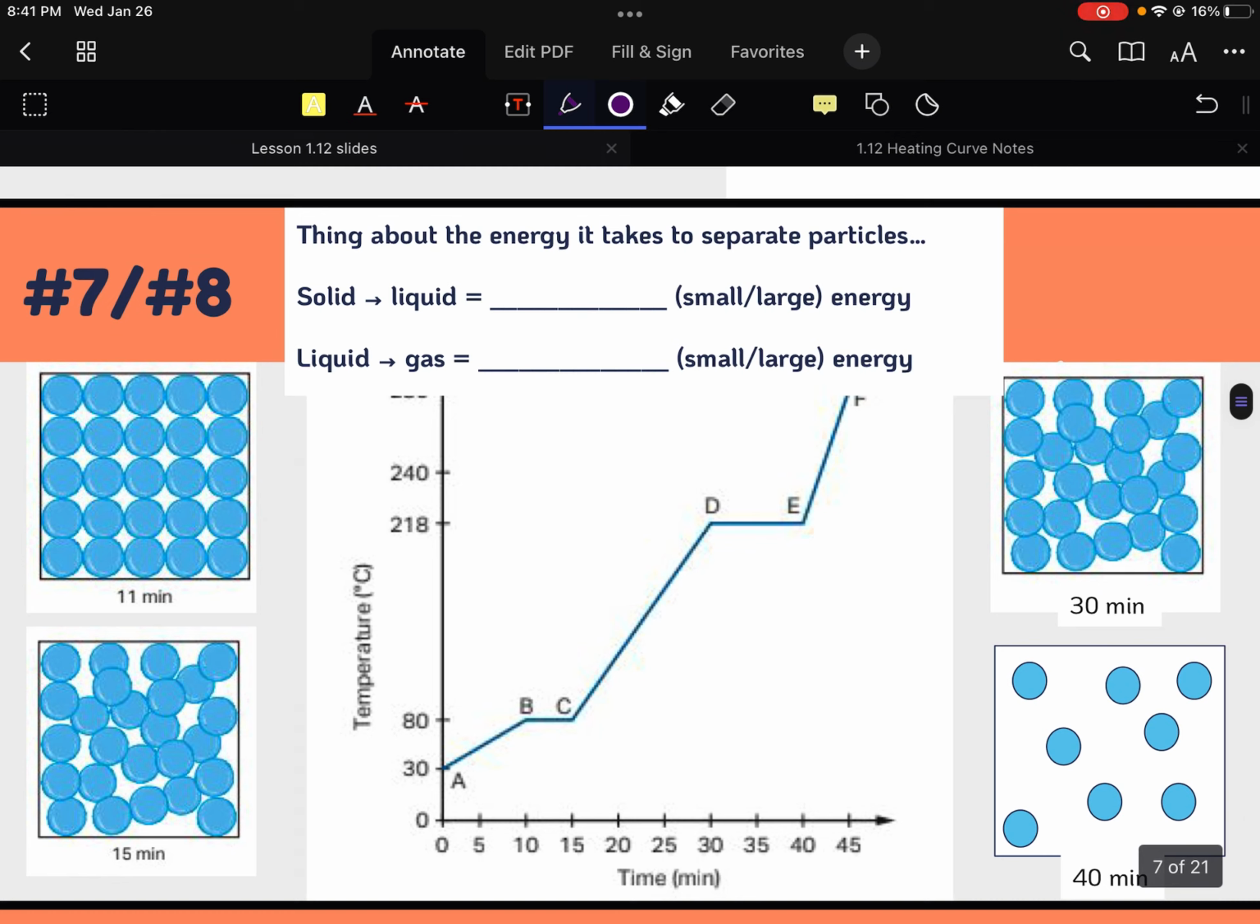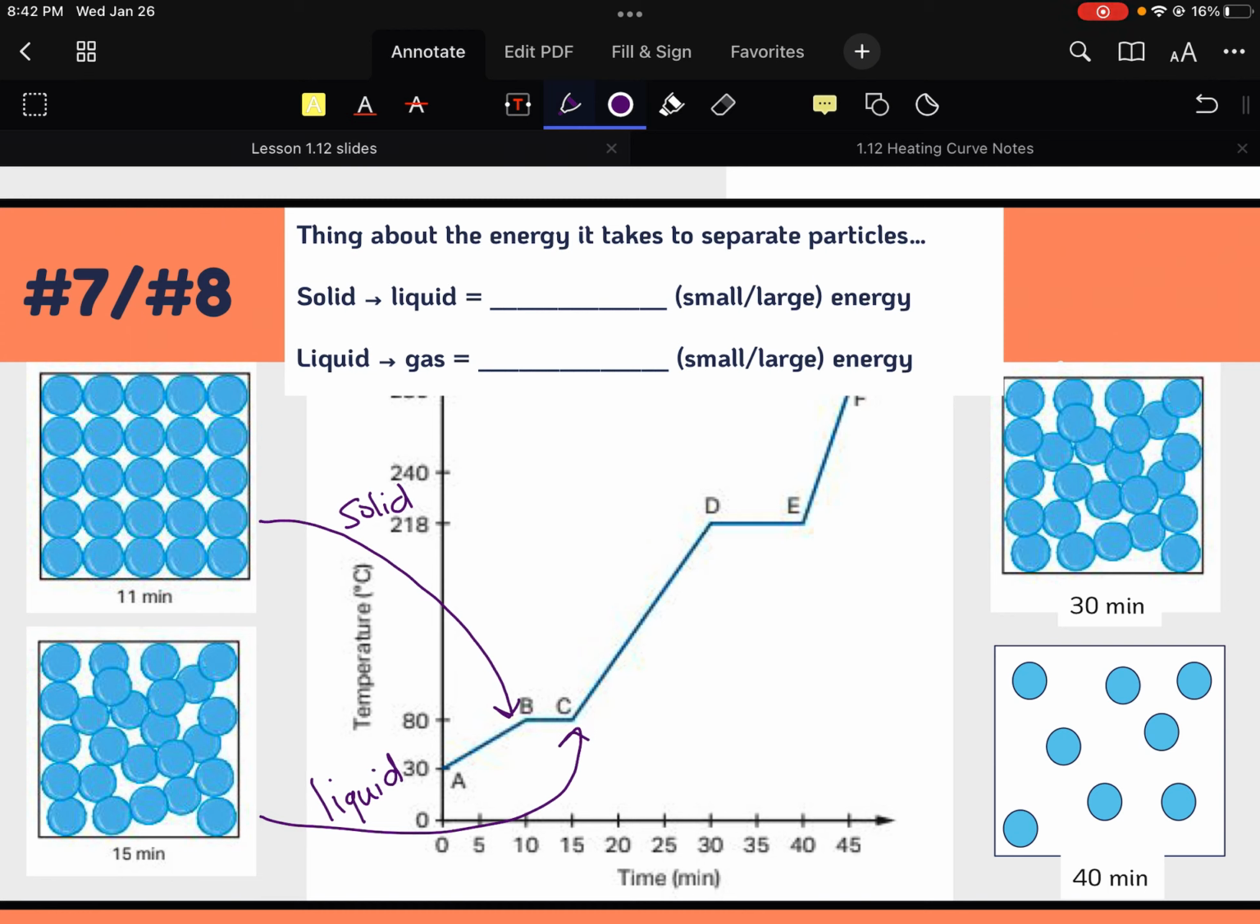So if I was to look at some particle diagrams here, okay, and this is the one where you were drawing your own particle diagram. So as long as it looks similar, that's fine. Here, this is B and this is C, where I'm going from a solid to a liquid.